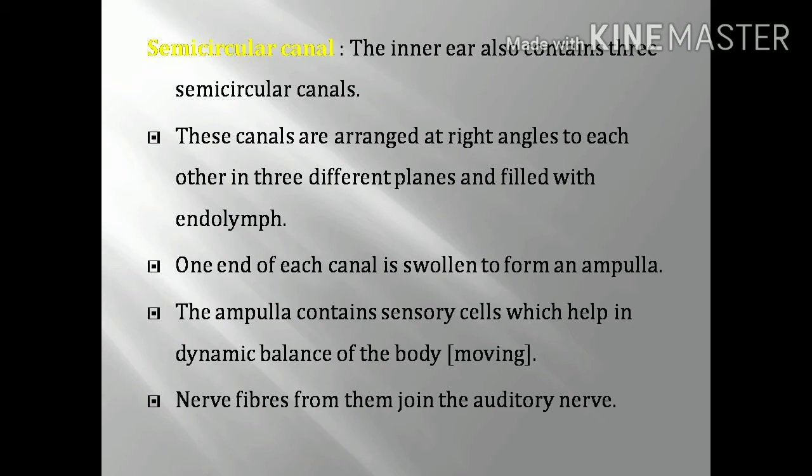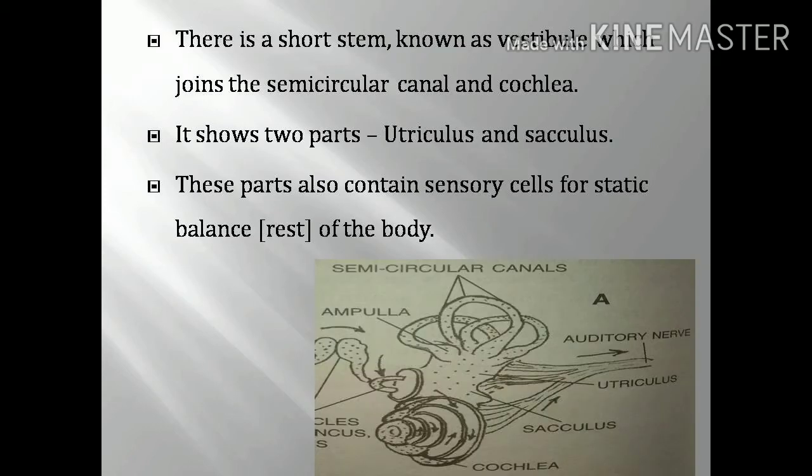There is a short stem known as the vestibule which joins the semicircular canals and the cochlea. Between the semicircular canals and the cochlea, there is a short part, and that short part is called the vestibule. The vestibule contains two parts, utriculus and sacculus. Utriculus and sacculus together are called the vestibule. It is present between the semicircular canal and the cochlea.